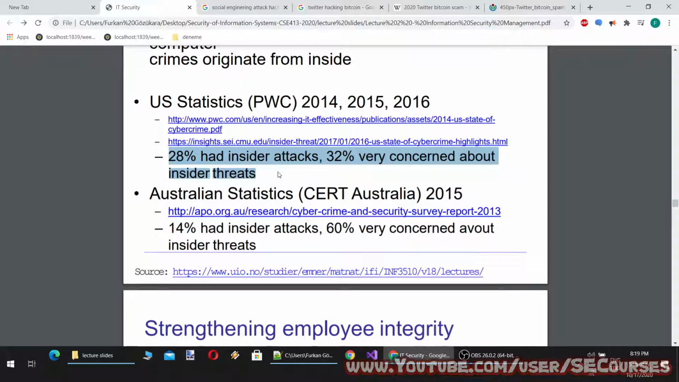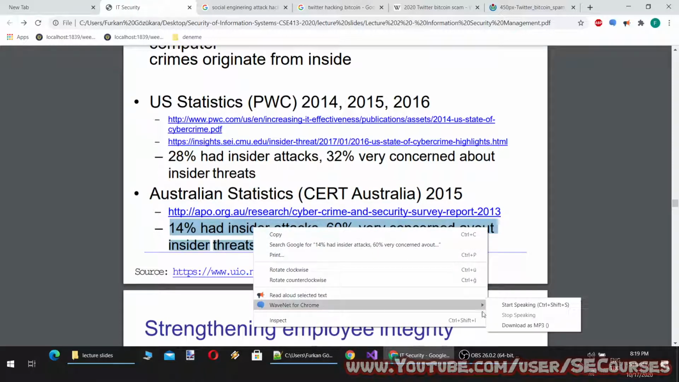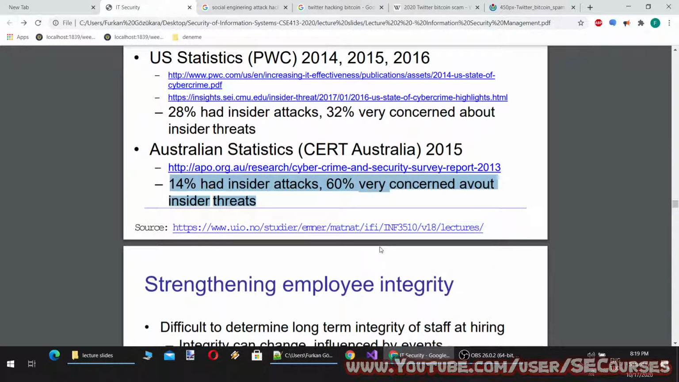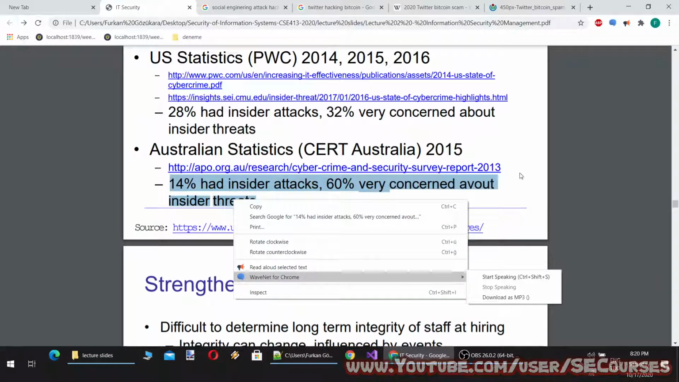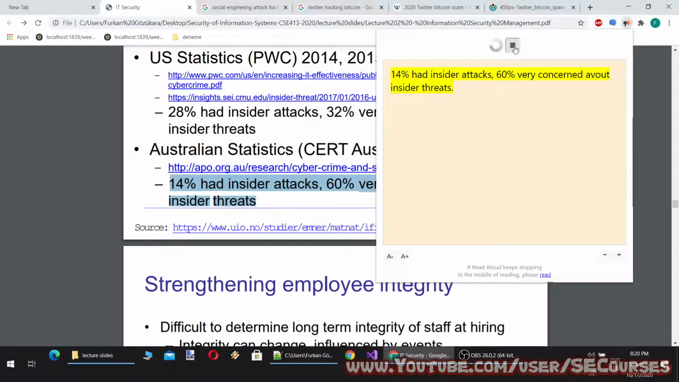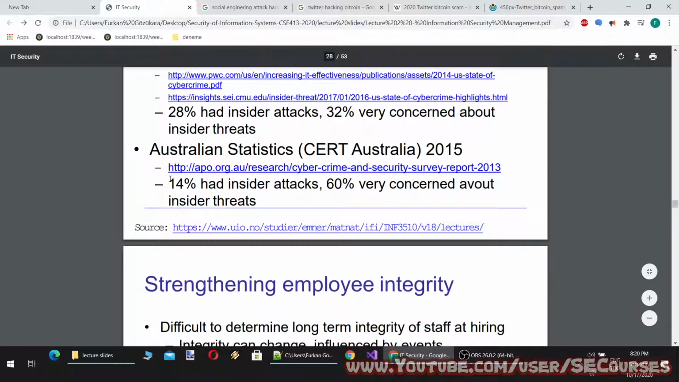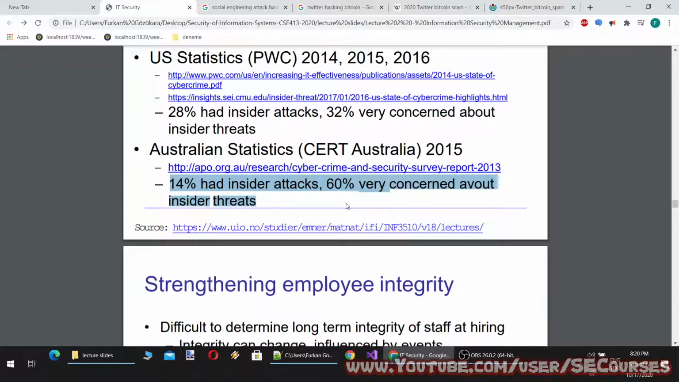28% had insider attacks, 32% very concerned about insider threats. Australian statistics, CERT Australia, 2015. 14% had insider attacks, 60% very concerned about insider threats.